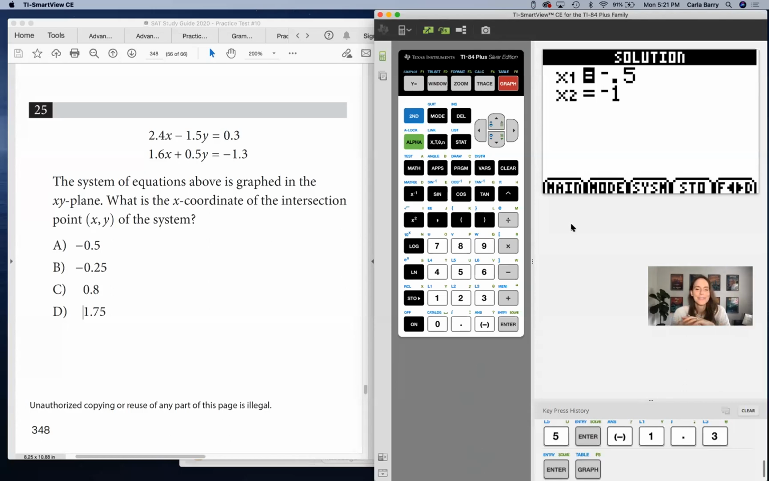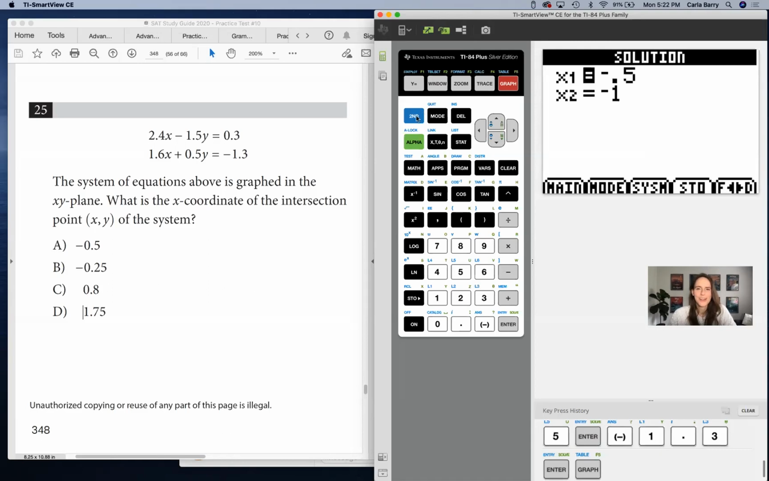Just so that I have this at the beginning of the recording, today is the calculator workshop for the SAT, and we are covering section 4 from practice test 10. We just went over how to use the calculator for solving systems of equations. We used the TI-84 Plus CE first, and now we are using the TI-84 Plus. So we have the exact same answer here, that x equals -0.5.